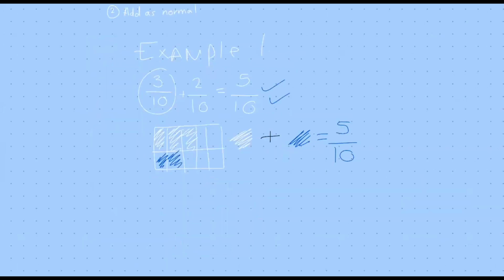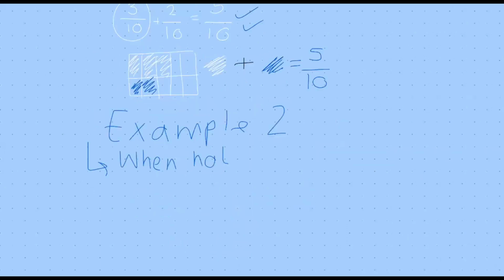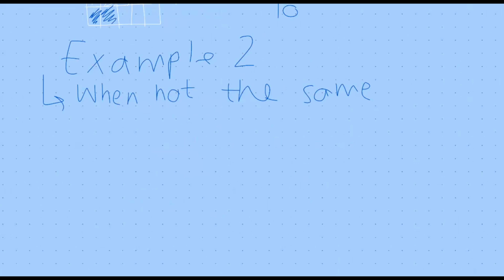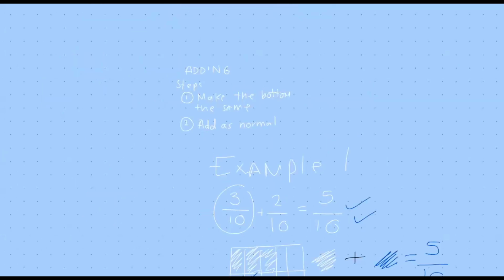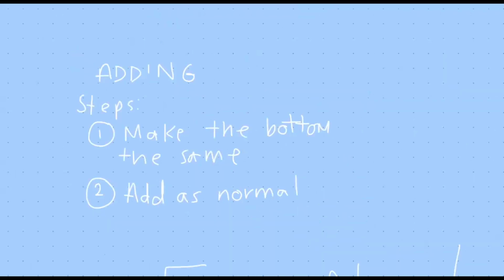So moving on, we can now start looking at example 2, and this is when the bottoms are not the same. So how do we make them the same is what we are concerned with. So we've got 3 out of 5, and we'll add that to 1 over 4. As you can see, 5 and 4 are not the same, so you can't just add them as normal. You can't go 3 add 1 is 4, and 5 add 4 is 9.